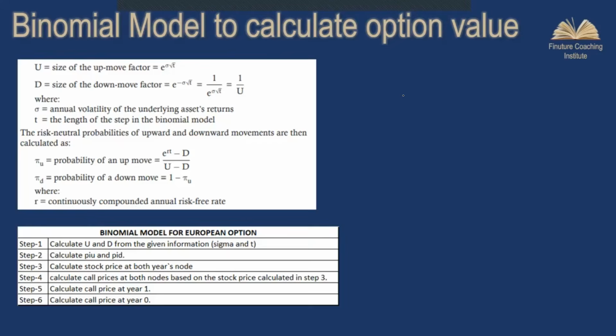We need to understand a few parameters, and I have jotted down the steps of how we calculate the price. We'll see one numerical by applying these steps. U indicates the size of the up move, and we calculate it using e to the power sigma root t. E is a constant, and sigma root t is the standard deviation for that particular term. Sigma is the annualized volatility, and t is the length of each node.